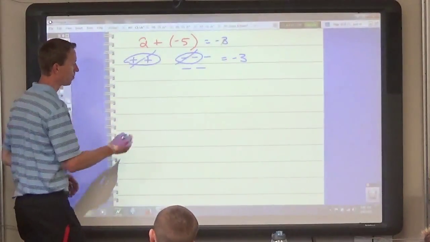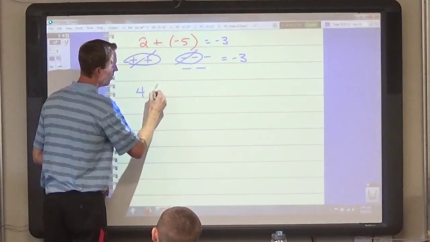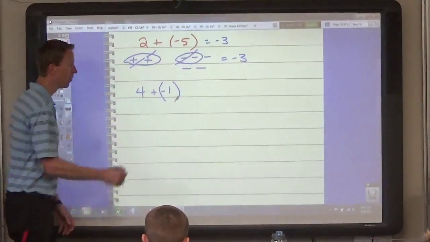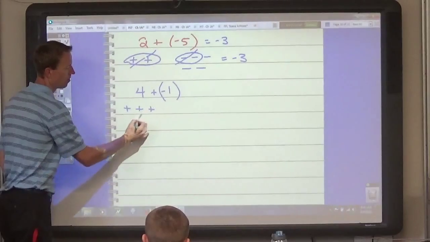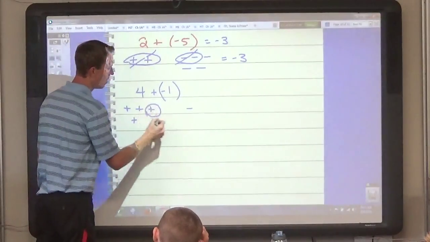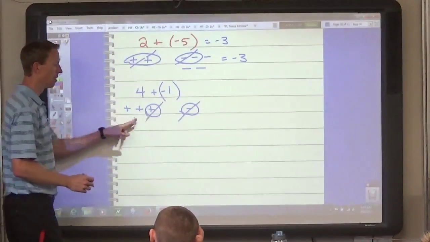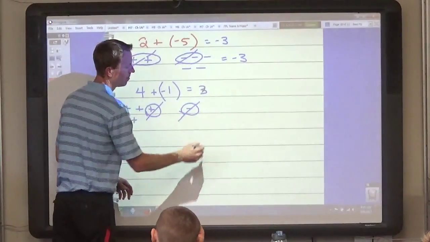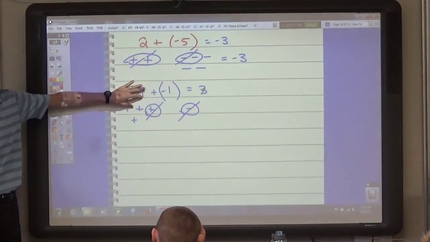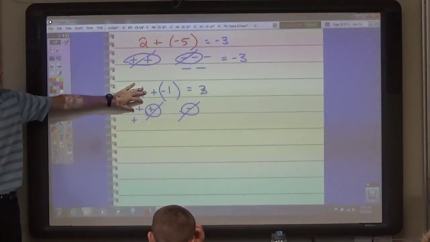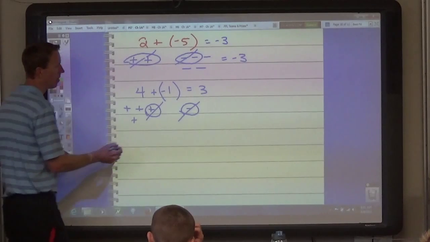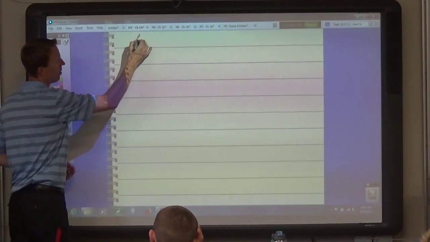Let's say that you have 4 plus negative 1. Well, if you have 4 positives and only 1 negative, then these are going to cancel each other out, and you're left with 3 positives. Right? So it's one way for you to picture what's happening when you add positive and negative. Okay? What about if you have some bigger numbers? So let's do this example.